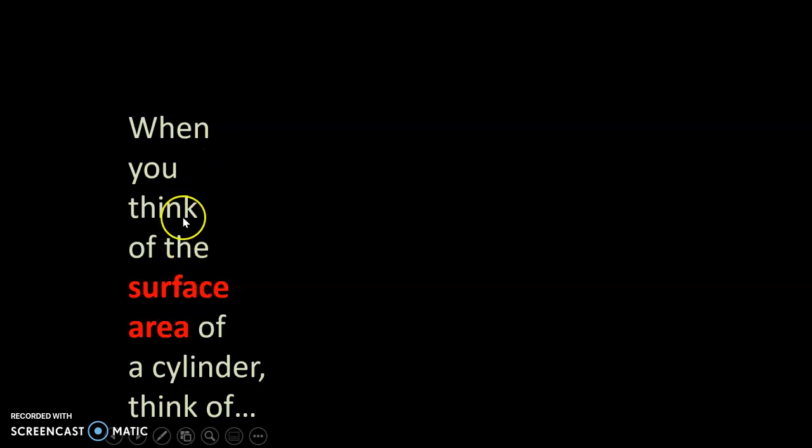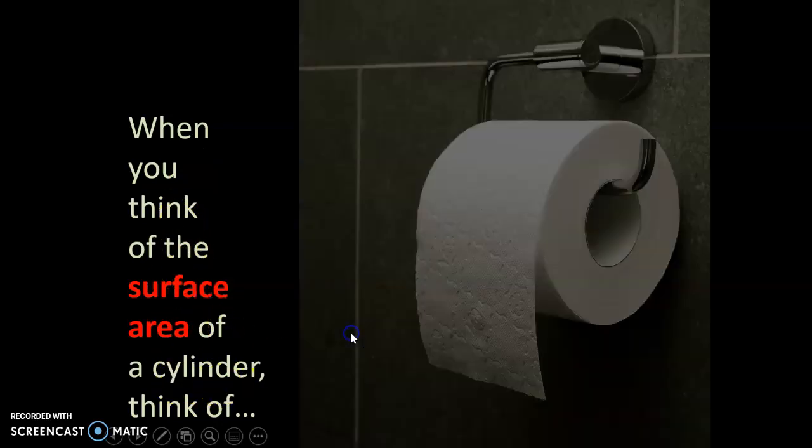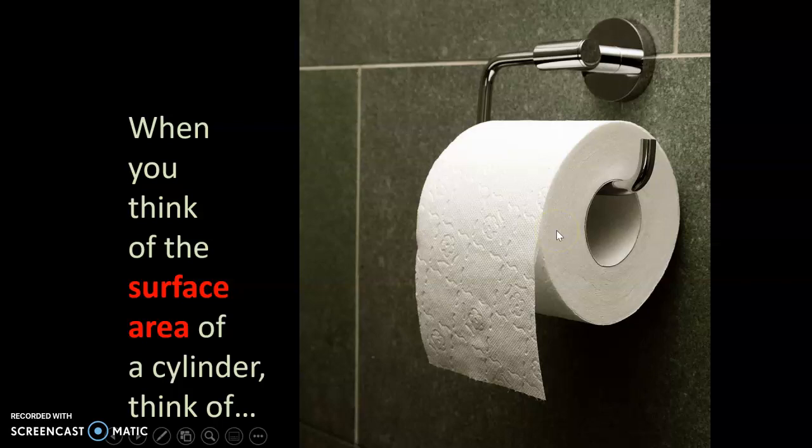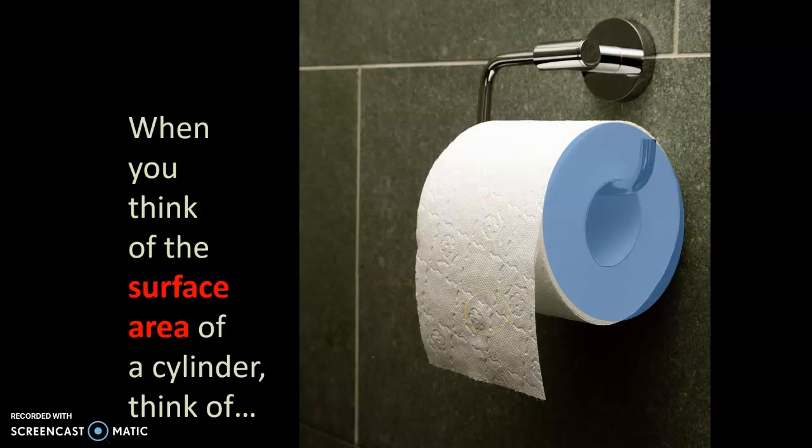Okay, now let's talk about a cylinder. When you think of a cylinder or the surface area of a cylinder, I want you to think of toilet paper. Why? Because toilet paper is in the shape of a cylinder. But more than that, toilet paper helps us really visualize what happens when we unwrap a cylinder and make it a net. Because what we have is two bases. They are circles like this. And then you have this lateral surface, which, when you unwrap a roll of toilet paper, is just a long rectangle. And that's all we have.